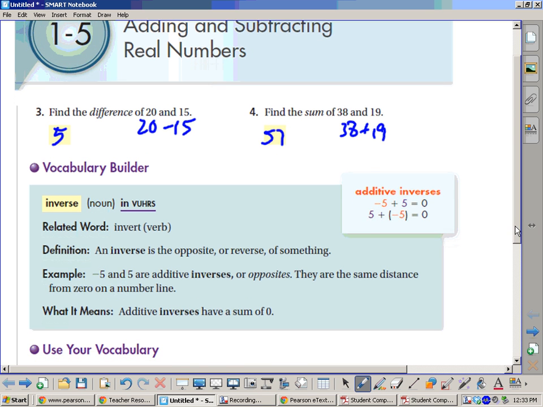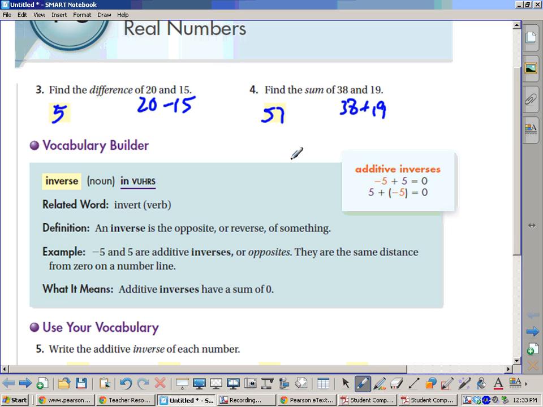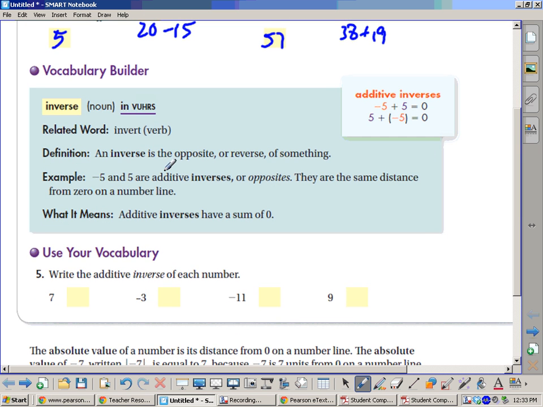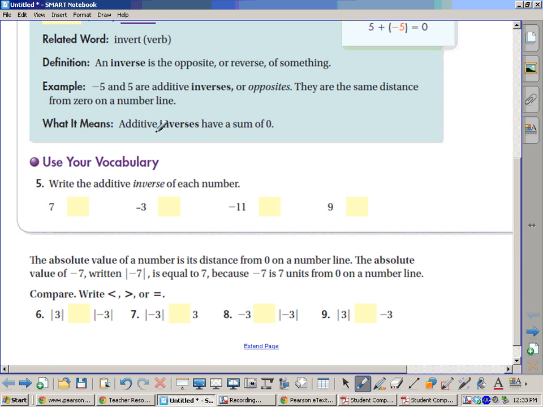We're going to be doing some real numbers, so whole numbers are real numbers, but we're going to be dealing with fractions and decimals today as well. Now we have to understand what an inverse is. An inverse is just the opposite or reverse of something. So if I'm dealing with two numbers, -5 and 5, they are inverses or opposites of each other. So we're going to be dealing with some of that today. Additive inverses have a sum of 0. So if we add two things that are opposites of each other, we just get 0.